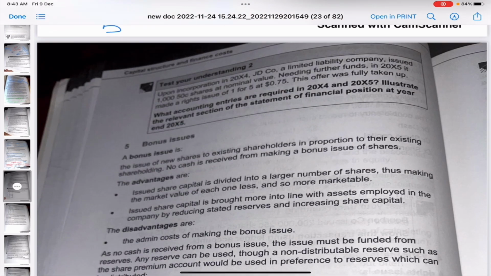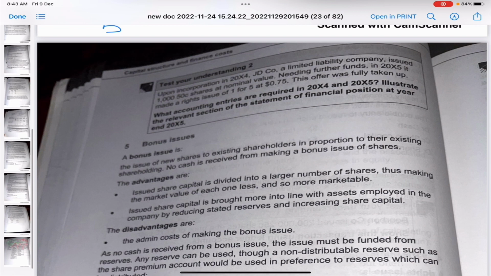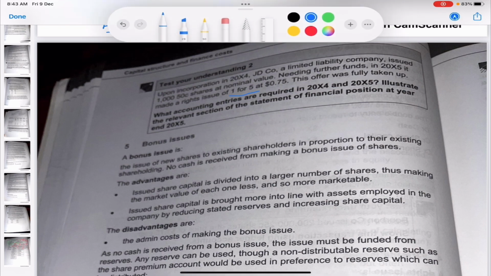Okay, let's do the test of understanding 2. Upon incorporation in 2004, JD Company, a limited liability company, issued 1000 50C shares. Again, 50C is 50 cents, which is $0.50. Needing further funds in 2005, it made a rights issue of 1 for 5 at $0.75. The offer was fully taken up. Now, what are the accounting entries which are required? Take a moment and solve it and then check it with me.